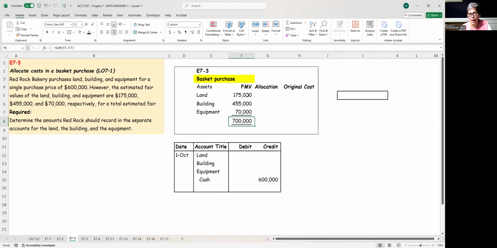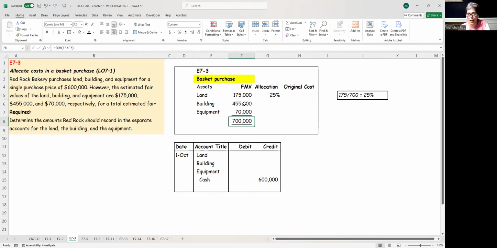So relative value simply means I will take 175 and divide that by 700. So 175 divided by 700 is how I'm going to write this number, and that works out to 25%. So let me write that number over here. 175 divided by 700, and that is equal to 25%. So 175 divided by the total.